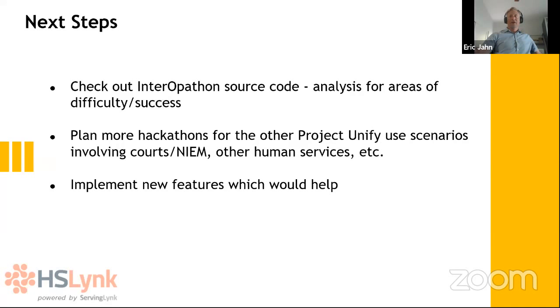So next steps, I'd like to look at the source code, figure out what worked for them, where people gravitate towards using the platform, using HS Link's APIs, and just get some clues about where we could make the APIs faster and easier.